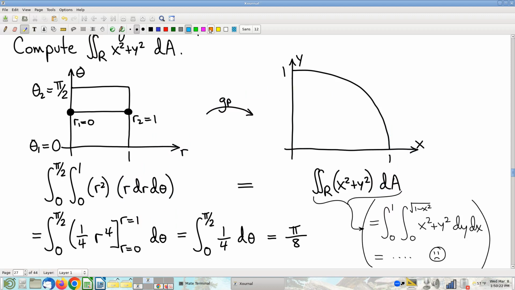Then there's the matter of the integrand, this x squared plus y squared, and of course that's just an easy rewrite. That's just r squared. Okay, so all together then, notice that my integrand is r cubed.